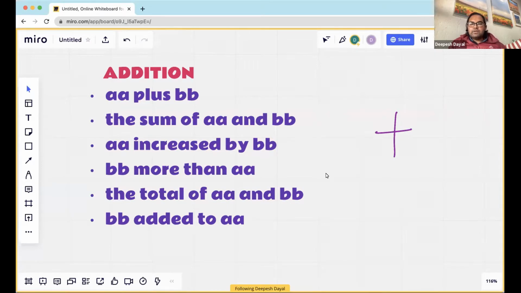So addition, we use the plus sign. And we're going to have a look now at each of these different scenarios that we have. So the first one says A plus B. So what that means, it's A plus B.